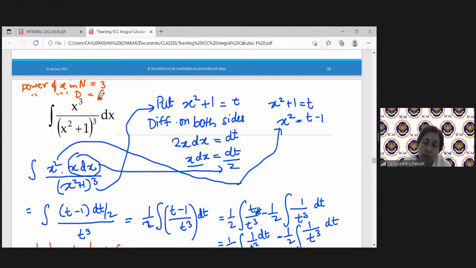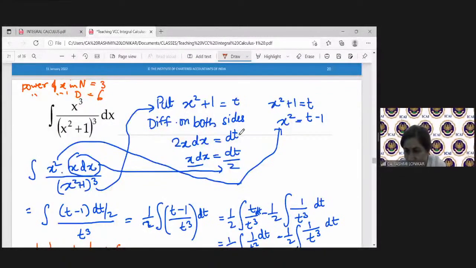Because x square plus 1 whole cube in the denominator becomes very difficult for me to solve in integration. And so because of that, I put x square plus 1, which is in the denominator, equal to t. Then I get x dx is equal to dt by 2. Okay, this step, x dx is equal to dt by 2. Now I have to rearrange. This step is very important.